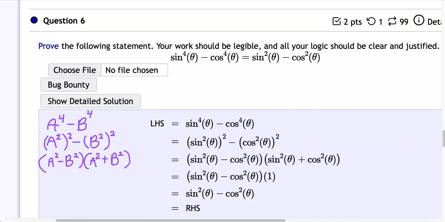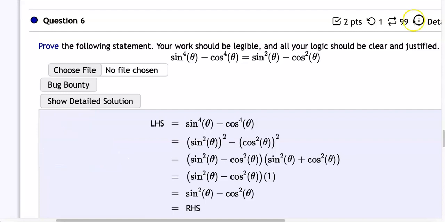Alright, so now continuing here, we have the sine squared theta minus cosine squared theta, which we keep. But then we are going to be using the sine squared theta plus cosine squared theta gets replaced with 1. The sine squared theta minus cosine squared theta is going to stay the same, and now the right-hand side is equal to the left-hand side.